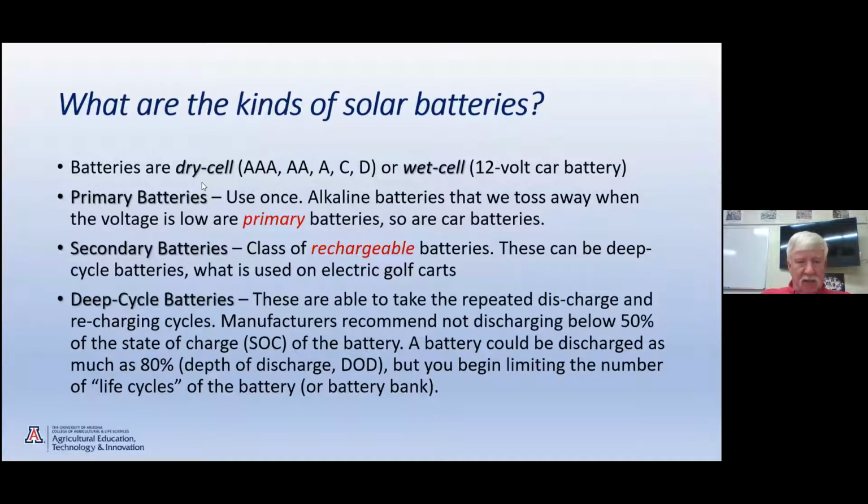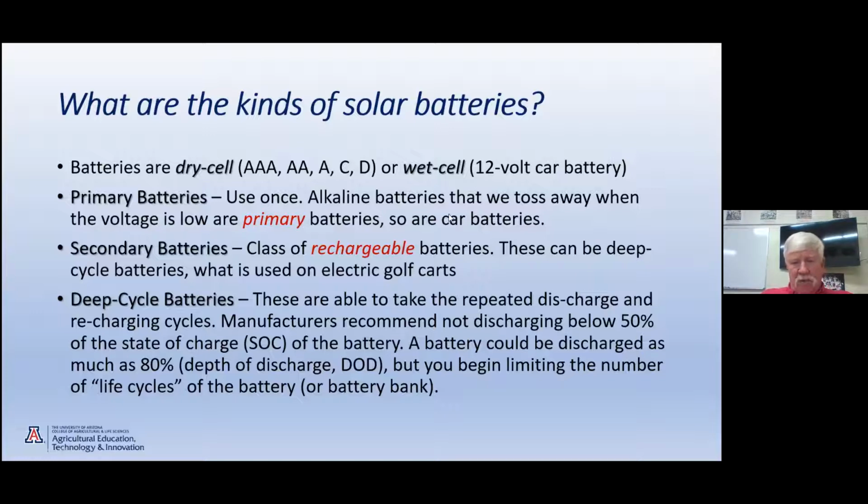We have basically dry cell and wet cell batteries. Your dry cells are your AAA, AA, A, C, and D type batteries that we use in our electronics, and our wet cell is typical of a 12-volt car battery. We have primary batteries, and these are the ones that we use once. So if you have an alkaline battery that you use in some type of electronic and then you toss it away when the voltage is low, that's a primary battery.